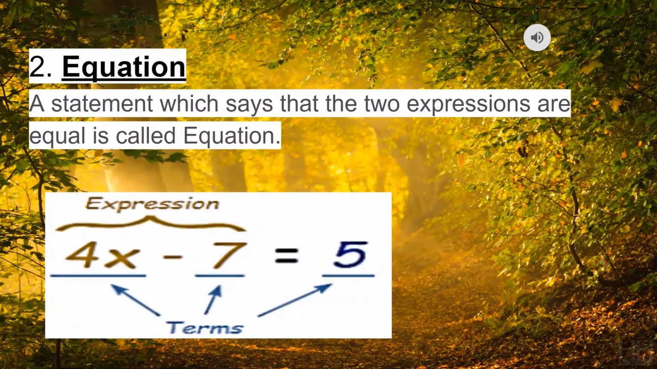Next topic is equation. What is an equation? A statement which says that the two expressions are equal is called equation. Here, in this example you can see that 4x minus 7 is equal to 5. Here 4x minus 7 is an expression. 4x, 7 and 5 all three are terms and in between you can see an is equal to sign. Isn't it? So it is called an equation.